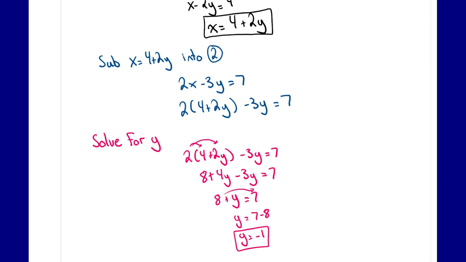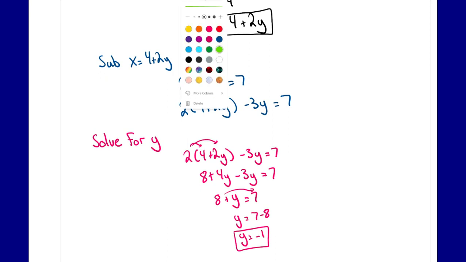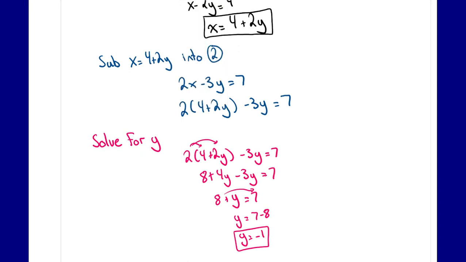So now I have a y value, and this is going to be the y value for the point of intersection. So with this y value, I found part of my coordinates. I need to find the other value, the x value. So what we're going to do next is plug y equals negative 1 back into the first equation that we used, so back into equation 1.